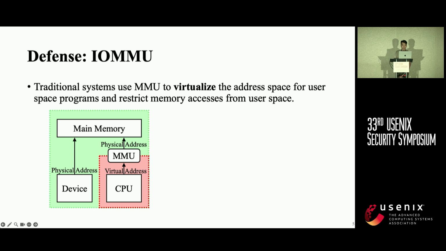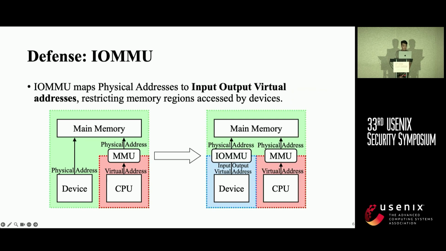Traditional systems use an MMU to virtualize physical addresses, allowing user programs to access only the mapped memory using virtual addresses. However, this does not restrict DMA access. The de facto defense against such attacks is the IOMMU. It maps physical memory to an input-output virtual address and only permits DMA using the virtual address. So the IOMMU significantly enhances memory security.